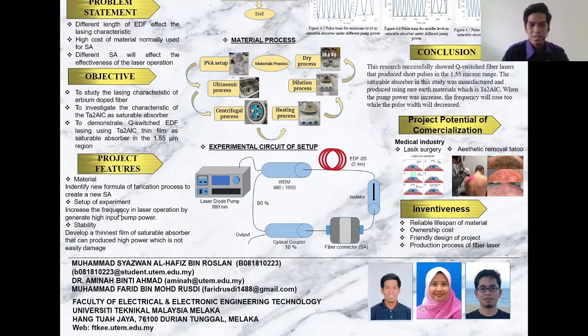About the experiment setup, increase the frequency of laser operation by generating high input pump power. When we apply high pump power, it will produce high output power of pulse laser to get a stable waveform. About the stability, develop the thinnest film of suitable absorber that can handle high power and is not easily damaged, even when we apply a high input power laser source through this circuit.